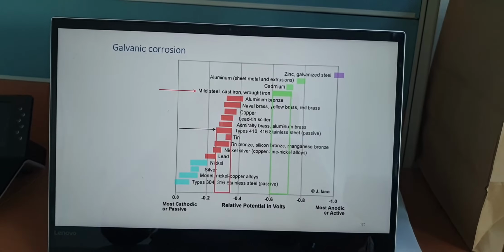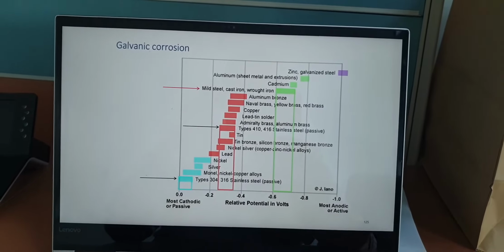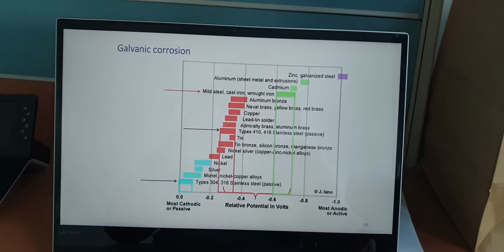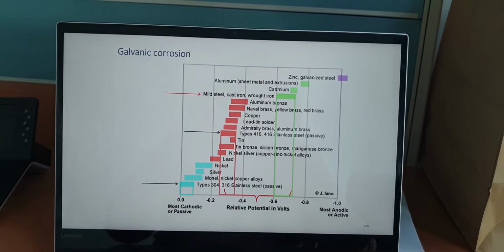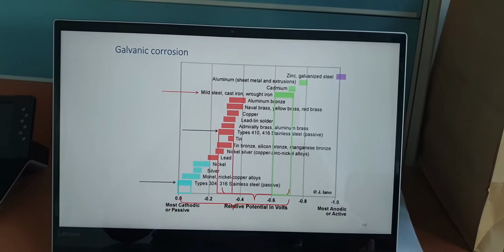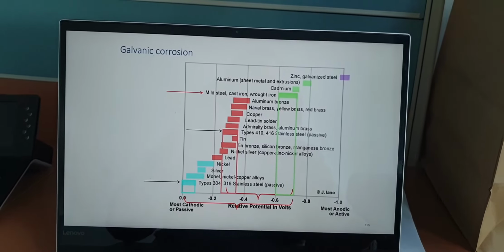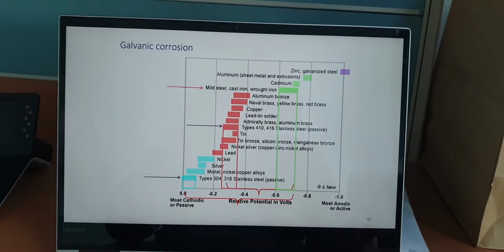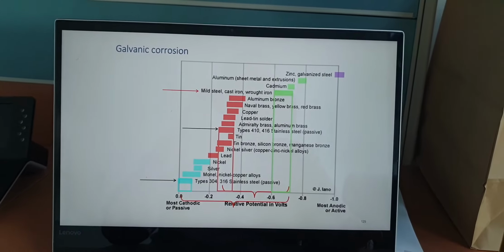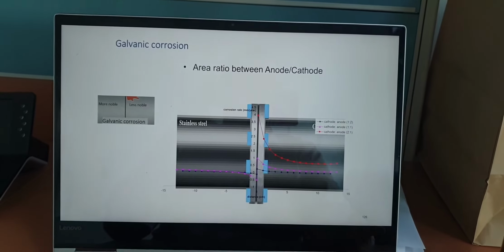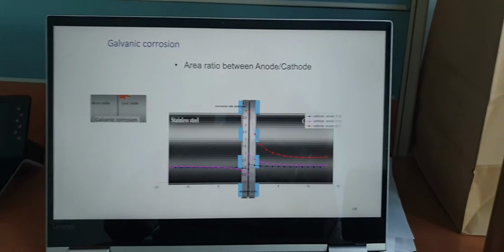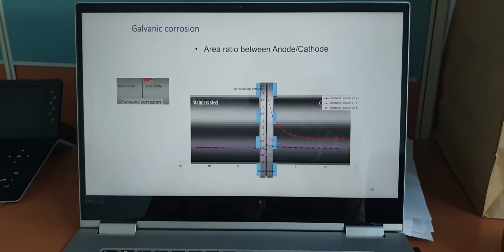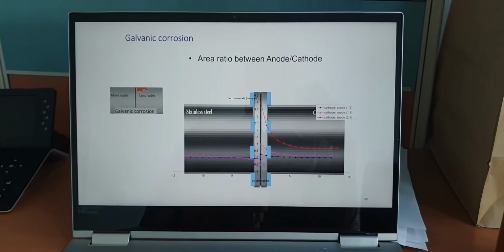This is the galvanic series. So for example, we have the 316 and we have the carbon steel. That's the example there. This voltage difference is basically the driving force. This driving voltage is the one that makes the corrosion happen in the galvanic series. We discussed this when we talked about the sacrificial anodes.